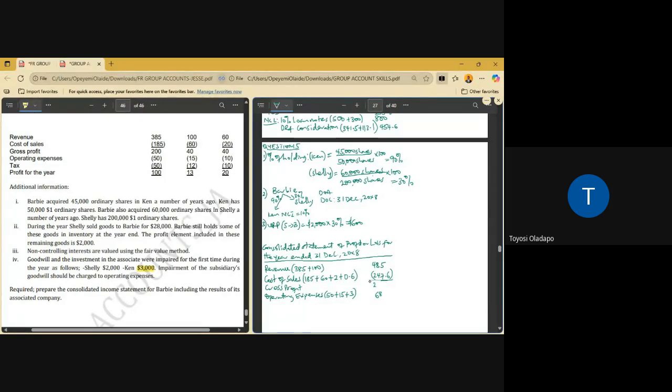Sir, where is the 0.6 from? It's for the unrealized profit. This one here, you know, 600. Shelley sold to Barbie, and Barbie is yet to sell those goods. And we say the profit element on it should be recognized. But that profit element is part of what Barbie would have used in calculating their cost of sales. So to reverse it, that's why we are adding this back. Is it clear?